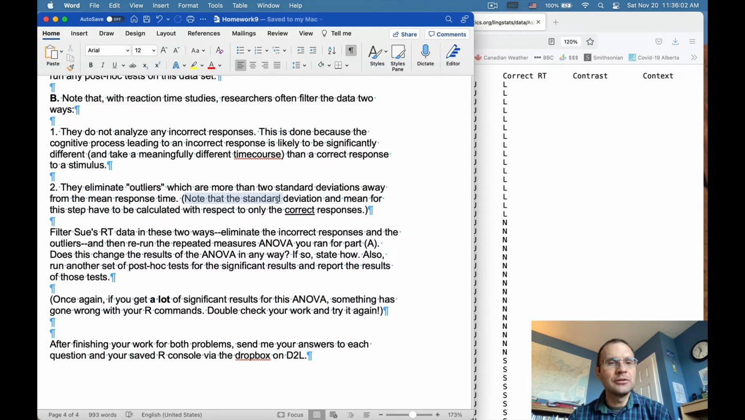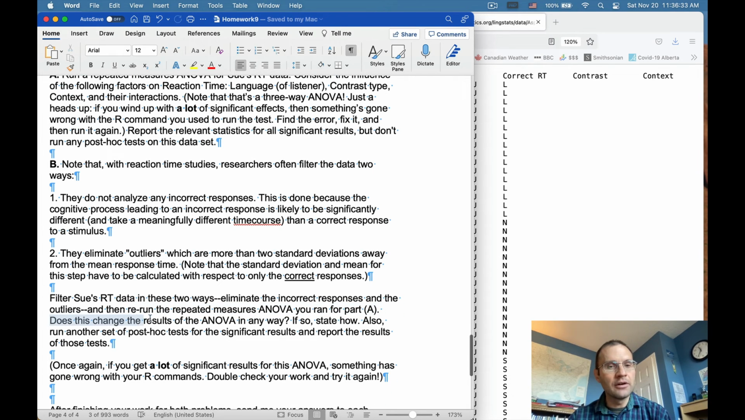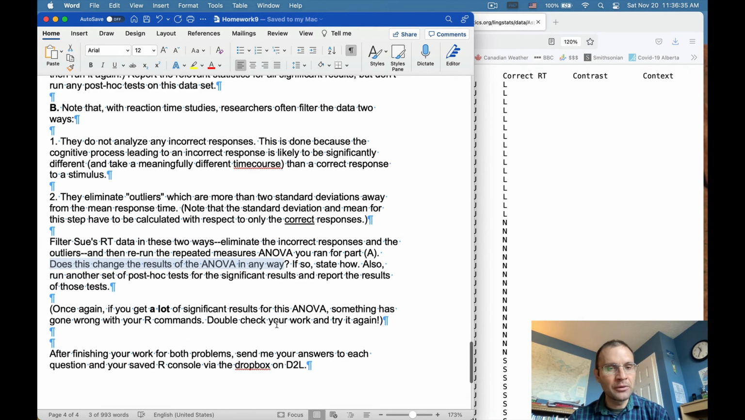And when you do that, you have to calculate the standard deviation and mean with respect to only the correct responses, because they are alike in a way that the incorrect responses are not. So separate out the incorrect stuff, do that first, and then eliminate outliers from the correct responses only. Filter the RT data in these 2 ways, and then rerun the repeated measures ANOVA you ran for part A. And then let me know, does this change the results of the ANOVA in any way? So let me know what that is.